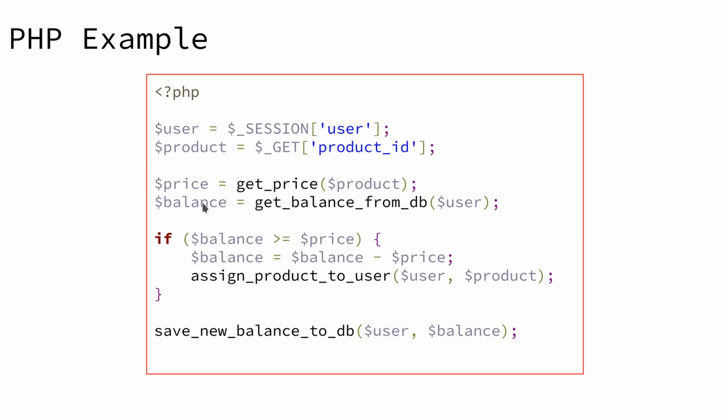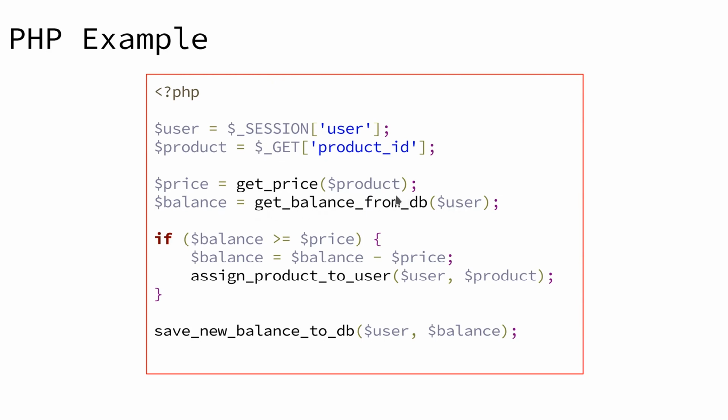Now, since we're looking at web, we're gonna look at how a race condition might happen in a web context. So imagine you have this PHP software. What it does is it takes a user from the session, and a product that the user wants to buy was transferred via getParameter. So this script then gets the price of this product, 20 euros, and then it gets the balance of the user by querying the database, the global store.